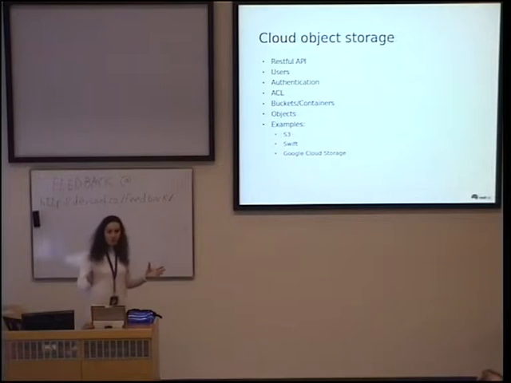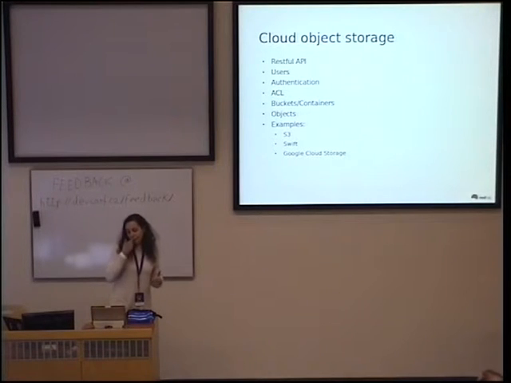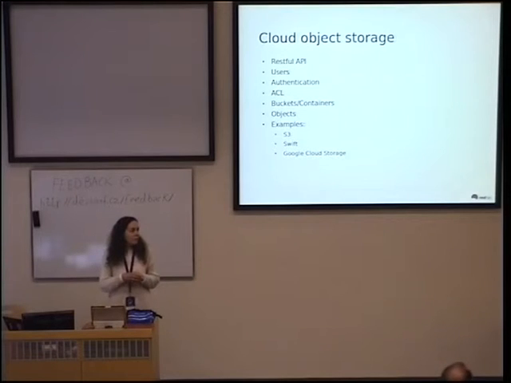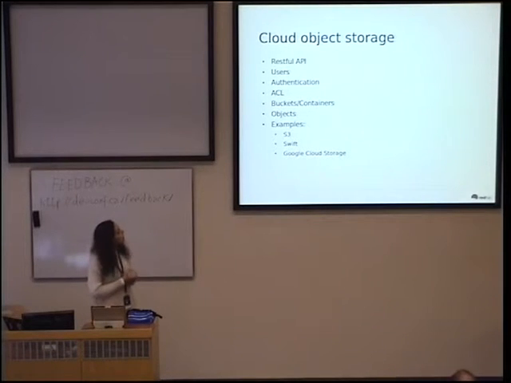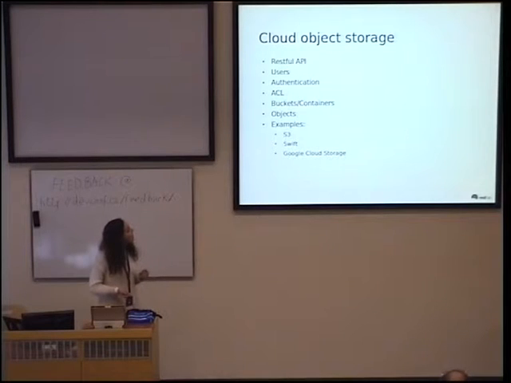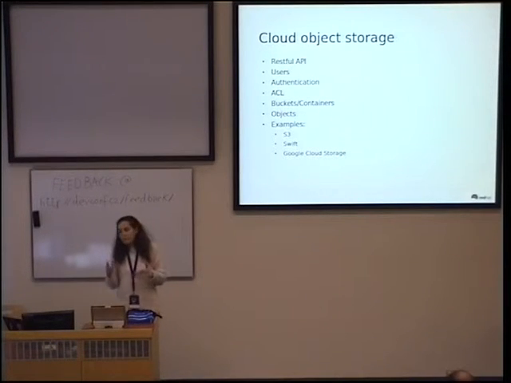You have users in Amazon, and in Swift you also have tenants. It is like a big user that allows sharing of data between different users. You authenticate to the cloud. Amazon uses a key and secret, Swift uses a password. You can give access control lists to objects. That means some users can write, and some users can only read.